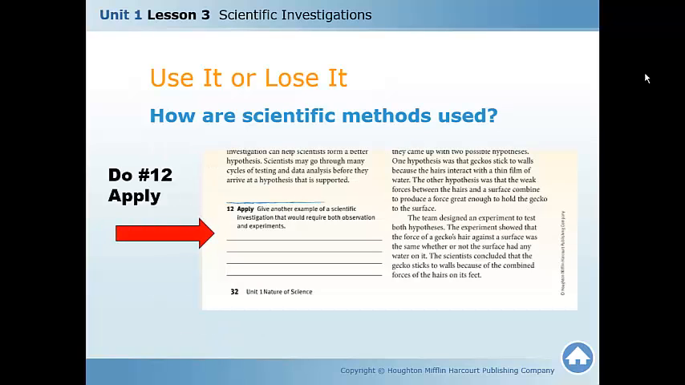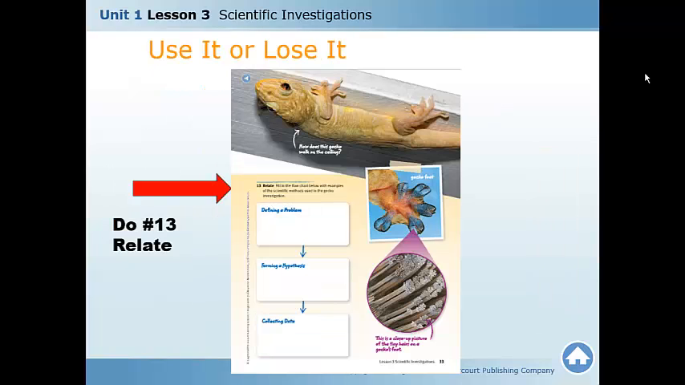Okay, I want you to go to number 12 on page 32 and do apply, which is give another example of a scientific investigation that would require both observation and experiments. Number 13 on page 33, you're going to fill in this flowchart below with examples of scientific methods used in the gecko investigation. So you're going to need to read about the gecko investigation and then fill this in.